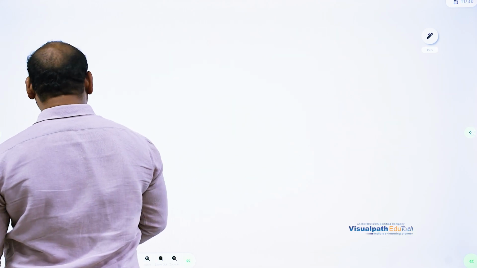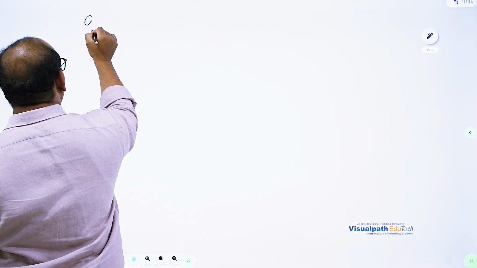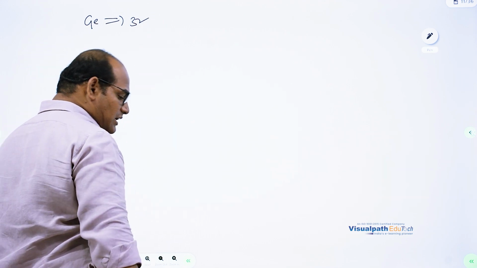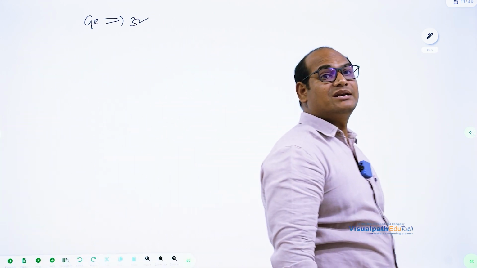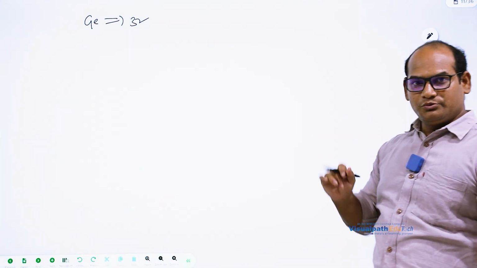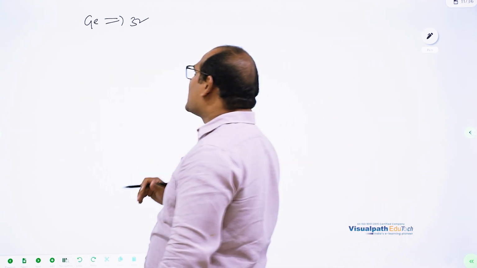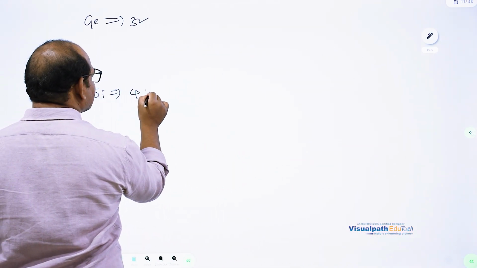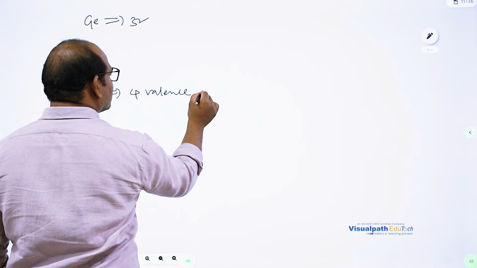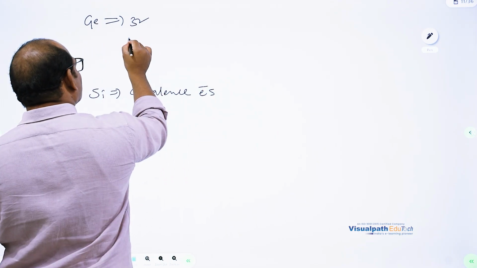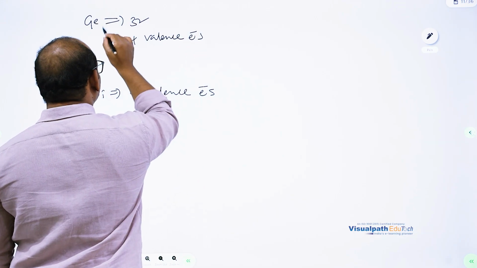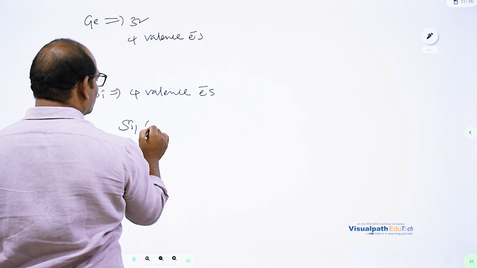Then if you go for germanium, its atomic number is 32. So the total number of electrons available in one germanium atom is 32. But if you write the electronic configuration, surprisingly you can check here, 4 valency electrons are there in the silicon. Here also 4 valency electrons will be available in one germanium atom. That's why these two are coming under fourth group elements.